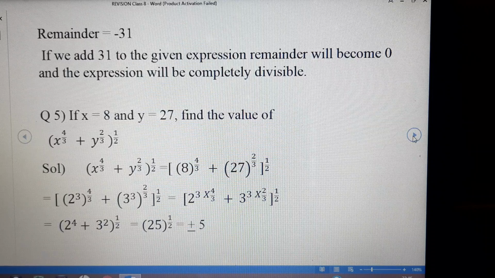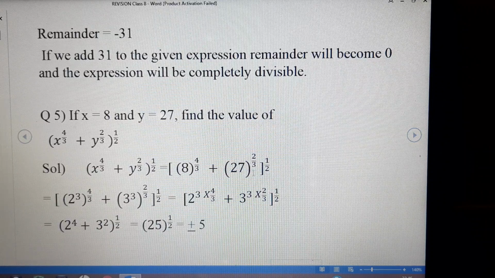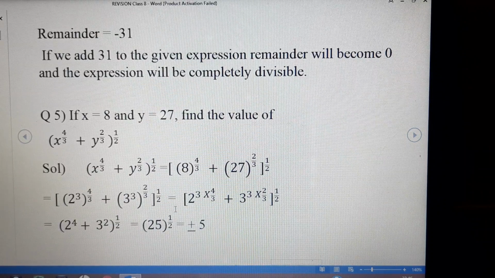Moving on to question number 5. It is, if x is equal to 8 and y is equal to 27, then we need to find out the value of the given expression. So we'll substitute x by 8 and y by 27. Here you can see. Fine.